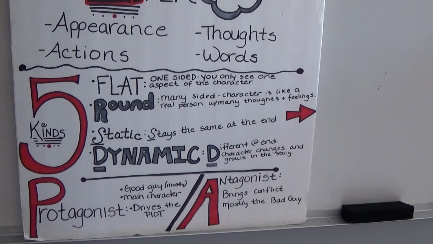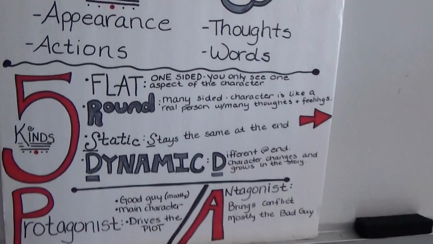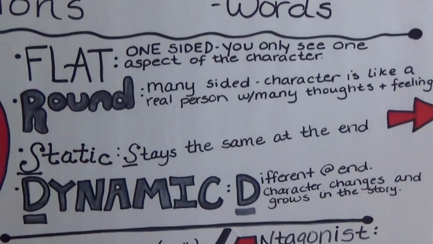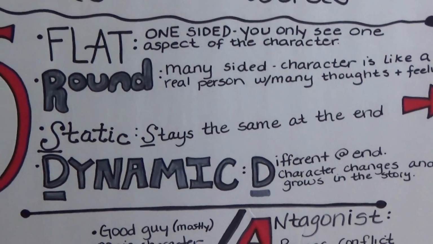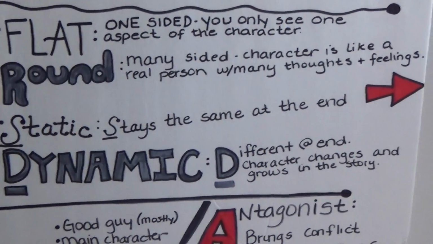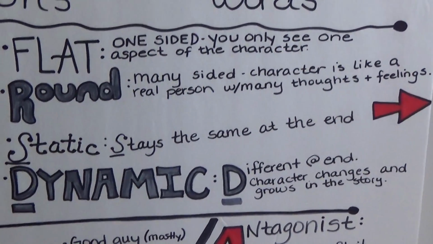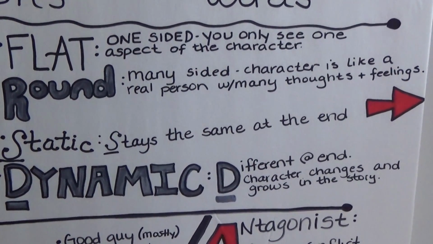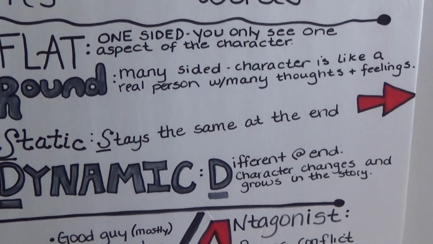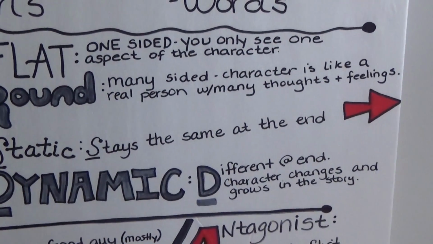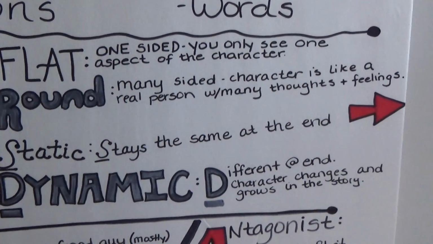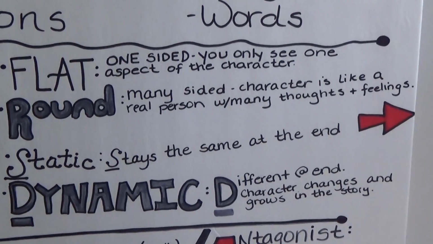Now, since we've talked about flat and we've talked about round, we need to talk about static and dynamic. Here's how you're going to remember static. A static character stays the same. You're going to remember that with the S's. A static character stays the same. So a static character has no change. A static character has no growth. They're the same at the beginning of the story as they are at the end of the story.